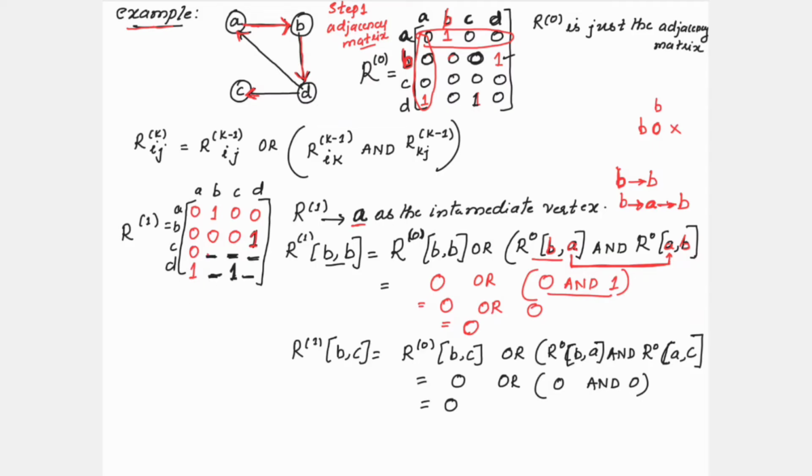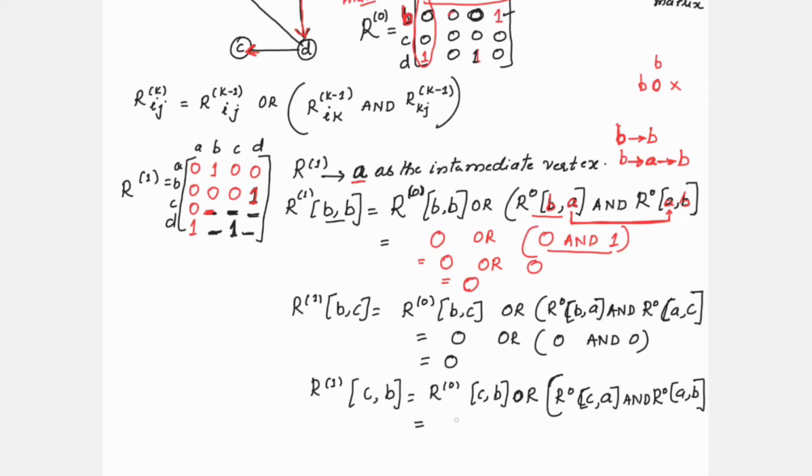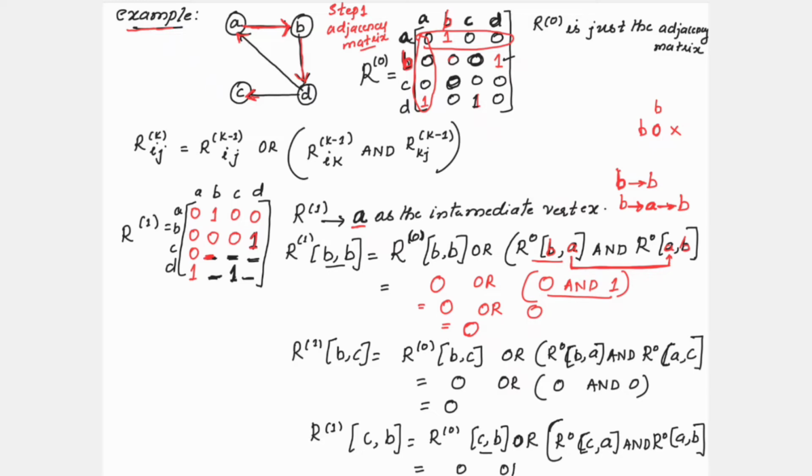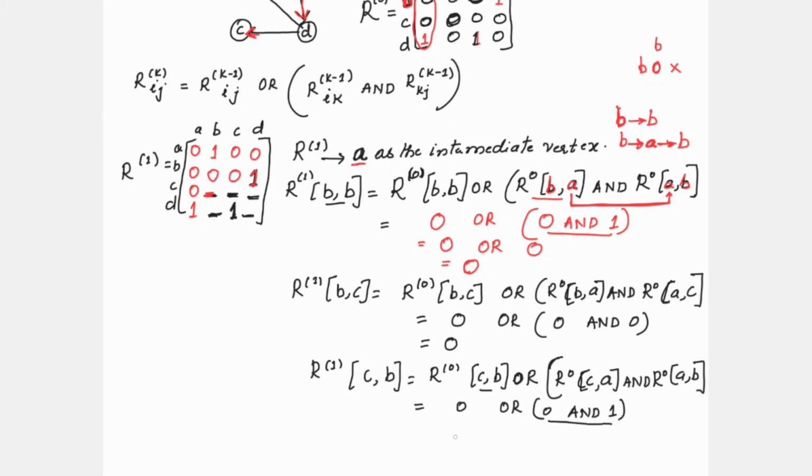The next is now C comma B we need to compute. So check the values here, R0 C comma B. In the adjacency matrix, what is the value from C to B? C to B it is 0, logical OR. C to A, C to A it is 0, logical AND. Then A to B, A to B it is 1, 0 ANDed with 1 is 0 only, then 0 logical OR with 0 is 0. So for the matrix R1, C comma B is 0.